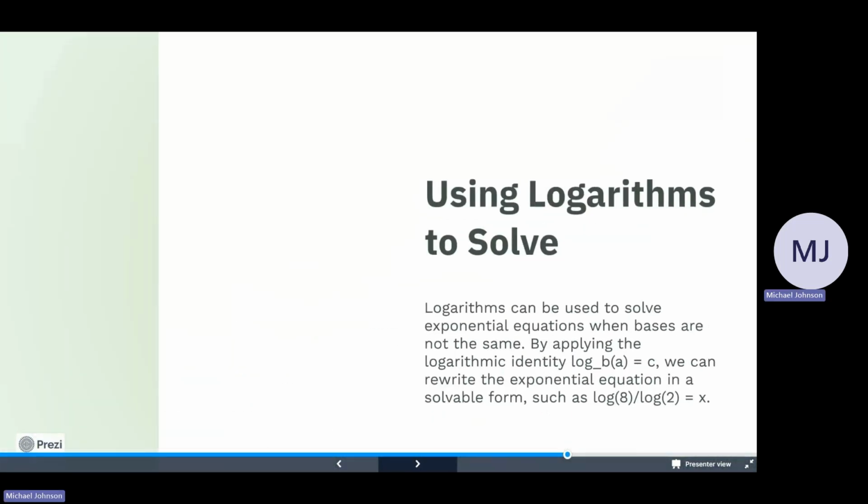Logarithms can be used to solve exponential equations when bases are not the same by applying the logarithmic identity: log base b of a equals c. We can rewrite the exponential equation in solvable form, such as log of 8 divided by log of 2 equals x.